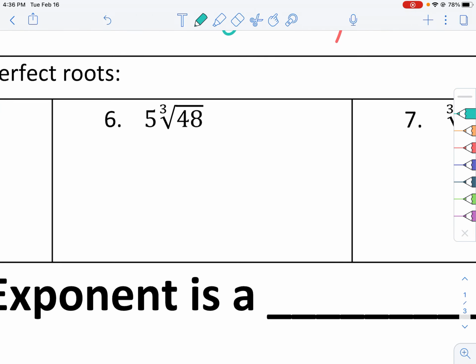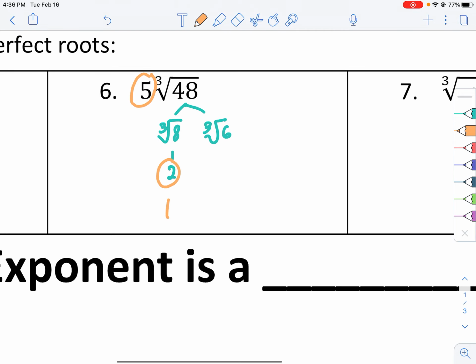Over here we have the cube root of 48. So now we need to think of perfect cubes. In this case, 48 is divisible by 8. The cube root of 8 is just 2. So that's 48, and then that's going to be 6. So the cube root of 6. Whenever you're simplifying here, you have to multiply the outside terms. So this 5 is outside of a radical. This 2 is outside of a radical, so you get 10. And then the cube root of 6 just drops down.